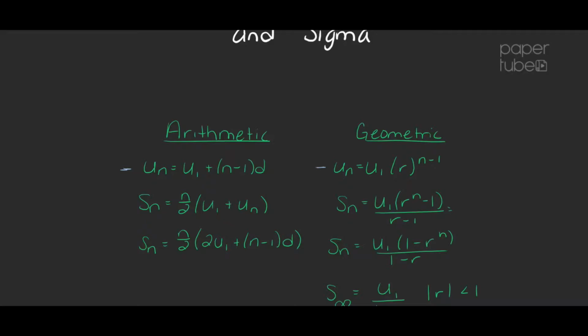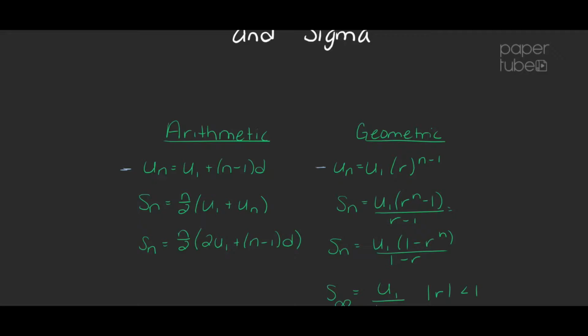The n represents the position of that term in the sequence, and u sub n represents the term itself. In the formula, you will need to know the first term, represented by u sub 1, the pattern, whether that's a common difference or a common ratio, and you'll need to know which term you're looking for, that's the n.